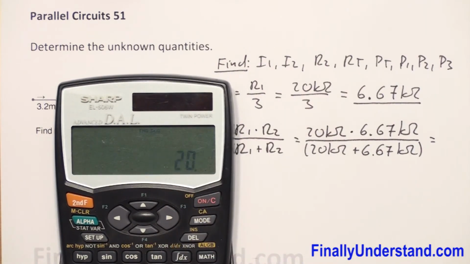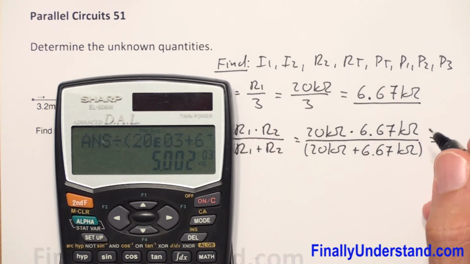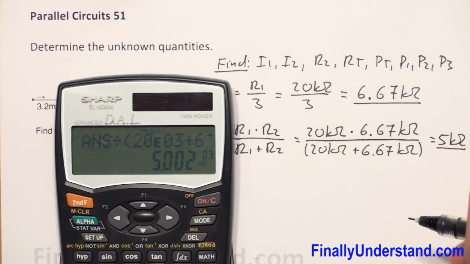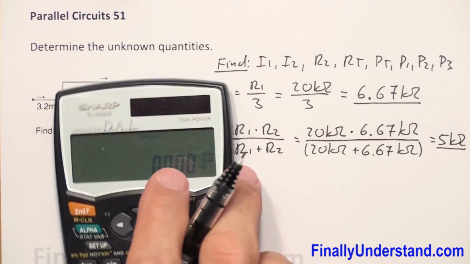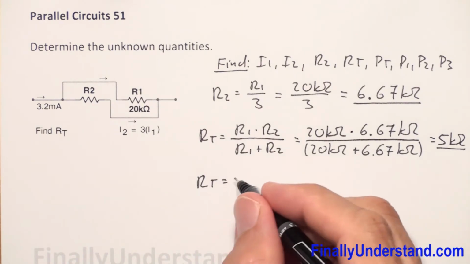So we have 20 exponent 3 times 6.67 exponent 3, divided by, open parenthesis, 20 exponent 3 plus 6.67 exponent 3, close parenthesis, equals 5 kilo ohms. Okay, my total resistance is equal 5 kilo ohms.